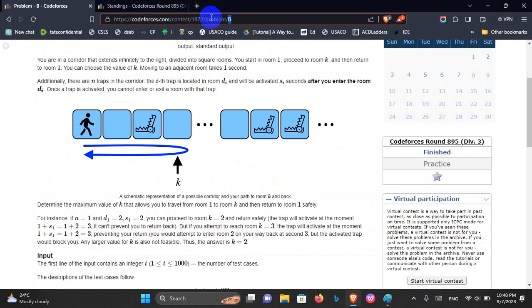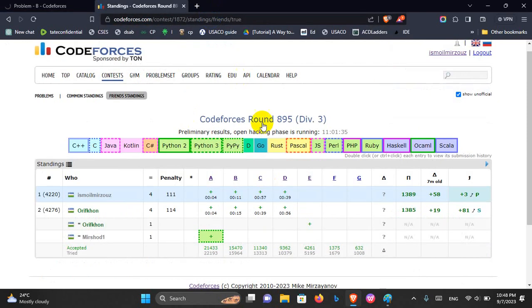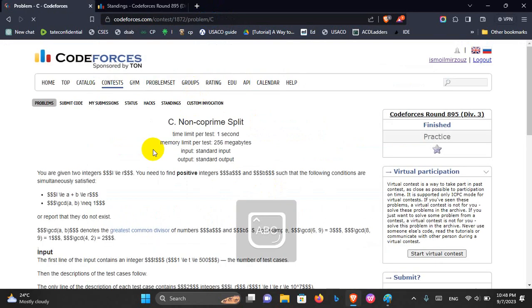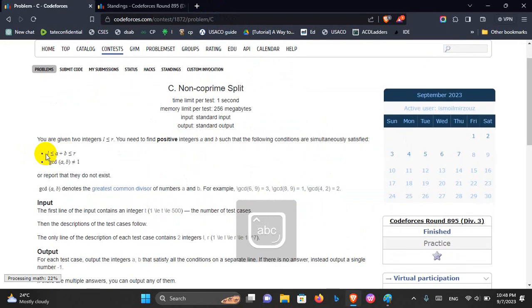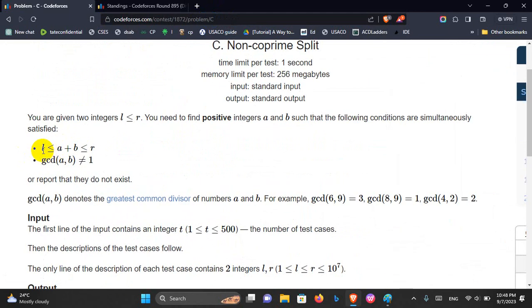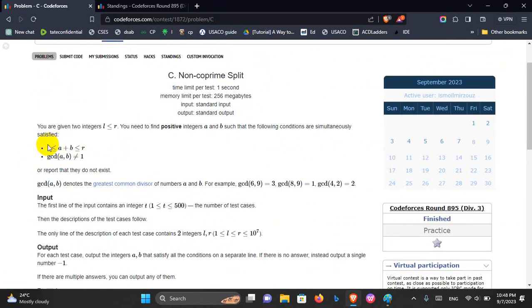If you think about it clearly, C also has some meaning. Try reading this problem C. I'll explain shortly. We have L and R, and we need to choose A and B, such that their sum is between minimum L and maximum R, and the GCD, greatest common divisor, should not be 1.